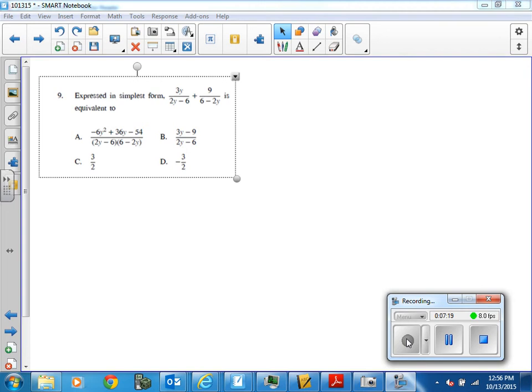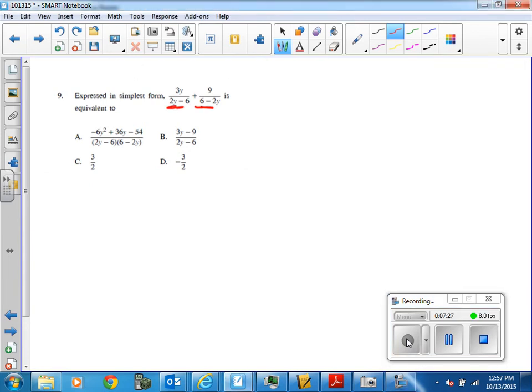Okay, number 9, we have 2 fractions being added, but they don't have the same denominator. It's tricky because these look very similar, but they are not the same. They're very close though. I think in class we did a problem very close to this one. If you look back in your notes, you should see a problem very similar, but I'm going to go over it anyway.